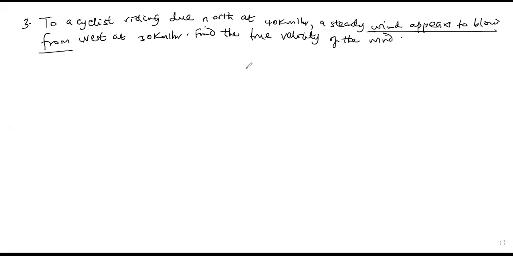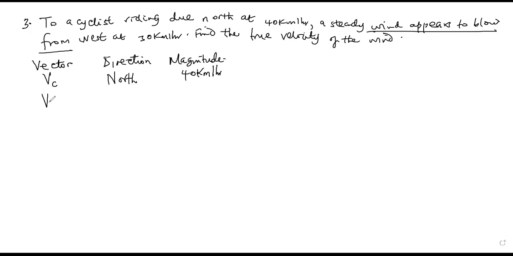All right, now here our summary of the table would be velocity of the cyclist. We shall have vector, we shall have direction, we shall have the magnitude. The vector is velocity of the cyclist, which is direction north. Magnitude is 40 kilometers per hour. Then we have velocity of wind.